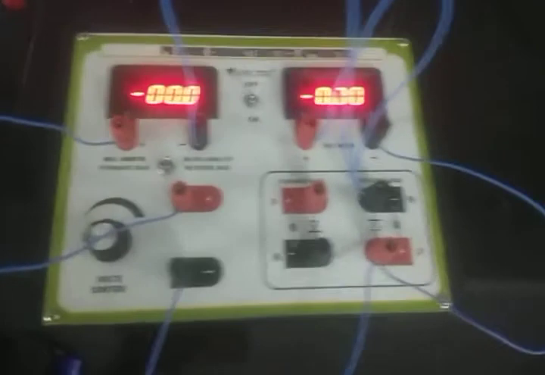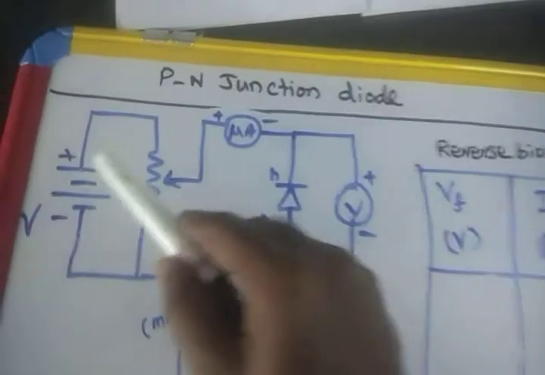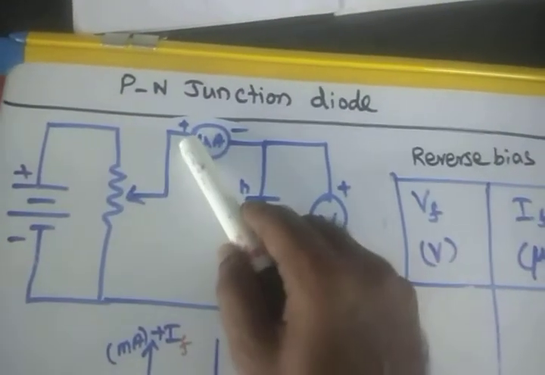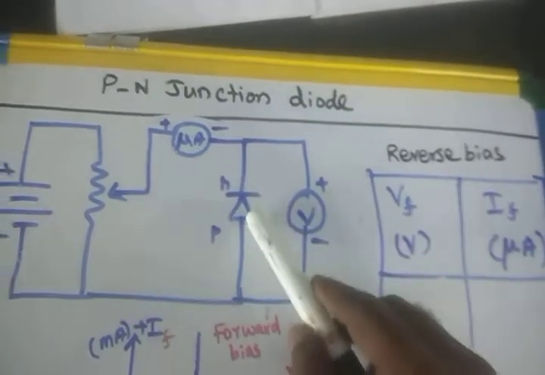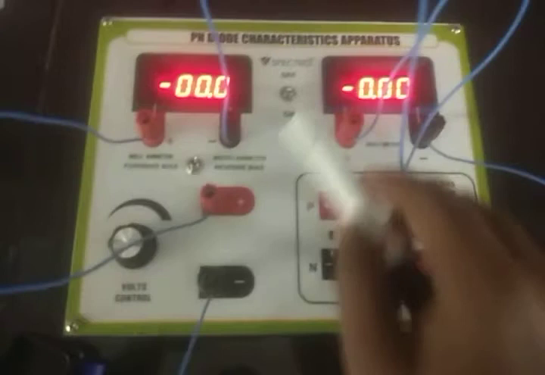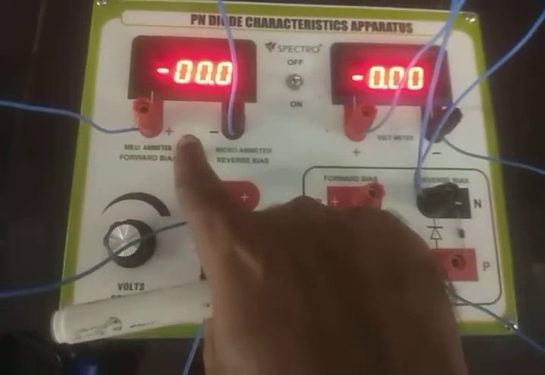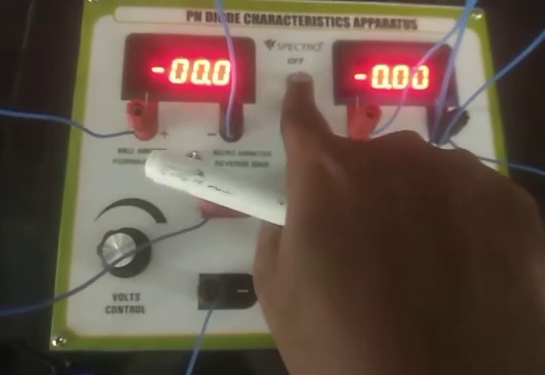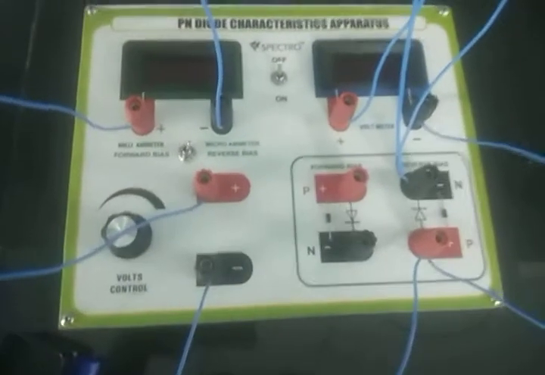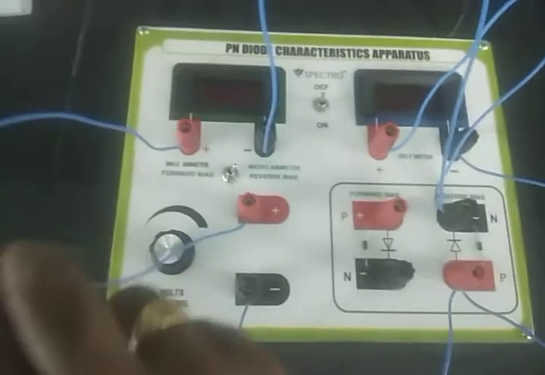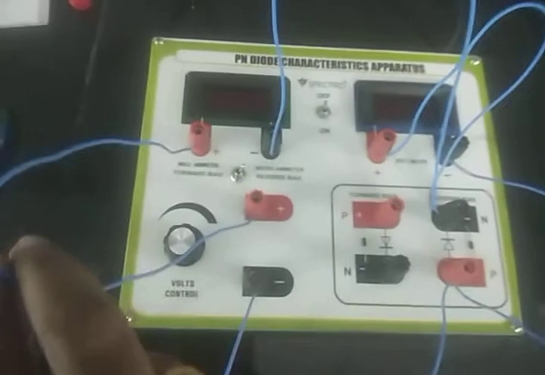So I will show the circuit. So what is the circuit? Positive of the battery to microammeter positive, and microammeter to N type, then P type to battery negative. So when I switch on, I will transfer this to microammeter. I will switch off this one for explaining the circuit diagram.